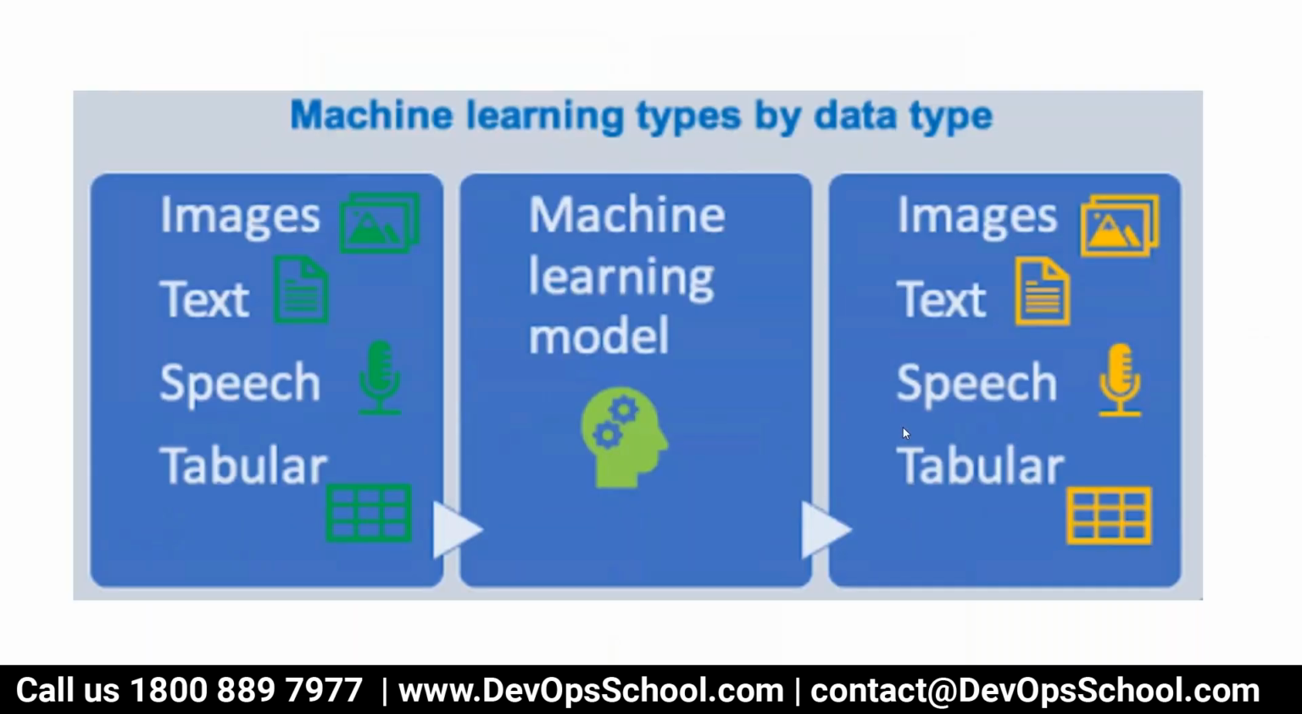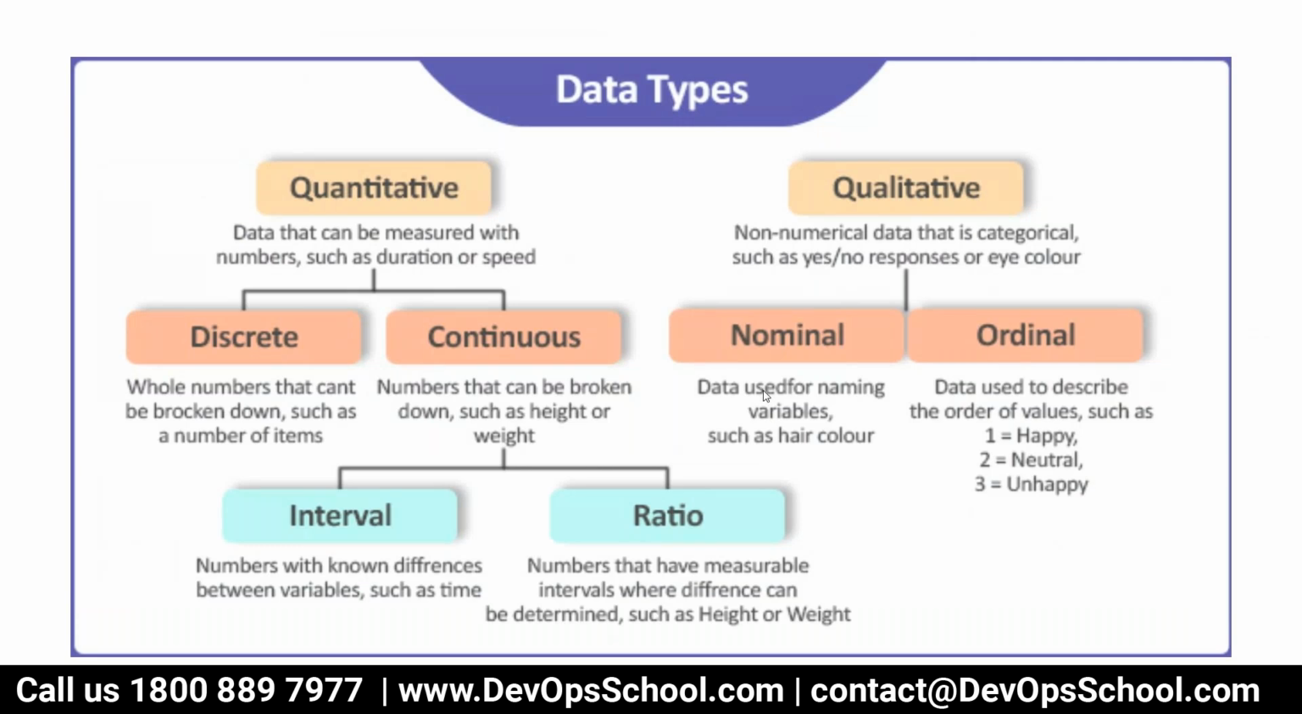Some of the types of data you can see: images can be one data, text can be one data, speech can also be one data, and tabular can be one data. All this sort of data you pass through the algorithms and models, and then you get some information out of these images, text, speech, and tabular data.